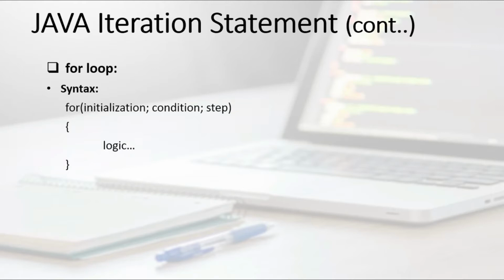The for loop executes a block of statements a specified number of times. It is the most commonly used and most popular loop in any programming language. The basic syntax is shown in front of your screen. As for the for loop, there will be three parts in the braces.